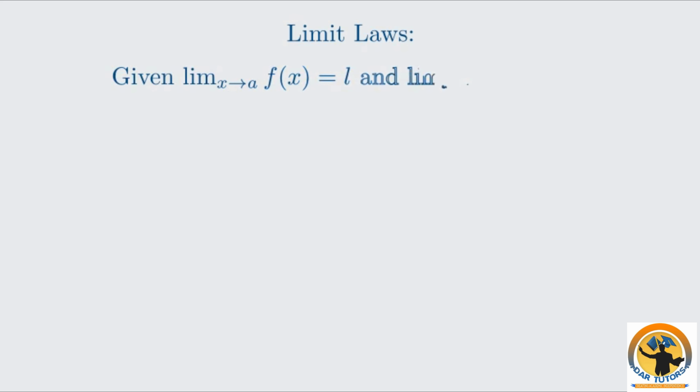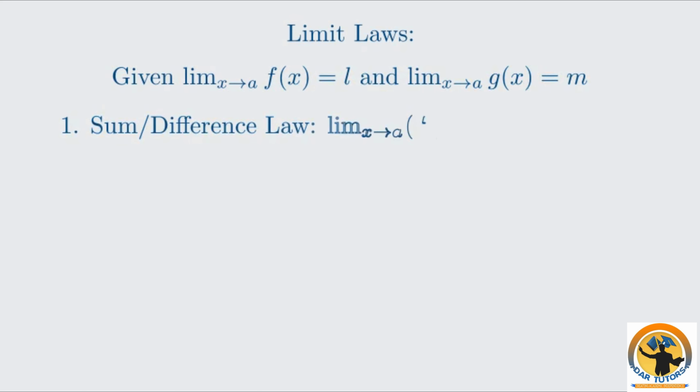To evaluate limits more systematically, we can use a set of rules called the limit laws. In this scene, we will review these laws and apply them to solve problems. Let's assume we have two functions, f of x and g of x, and we know their limits as x approaches a are L and m respectively. That is, the limit of f of x is L, and the limit of g of x is m. The first law is the sum and difference law. The limit of a sum or difference of functions is the sum or difference of their individual limits. So, the limit of f plus or minus g is L plus or minus m.